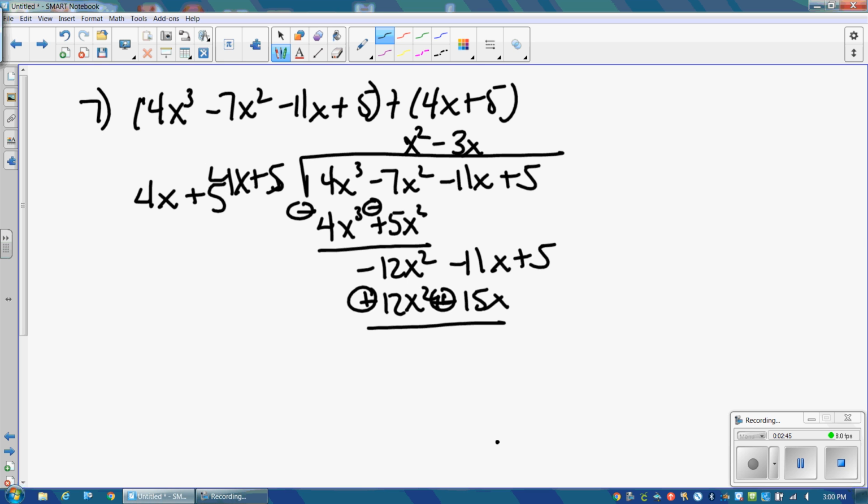So, well, I don't know why that went all the way up there, and I probably can't figure out how to draw it back. 4x plus 5 down here. So 4x plus 5 times what? 4x times what is 4x? So it's 1. 1 times 4x plus 5 is 4x plus 5. And then subtract, and your remainder again is 0 for number 7. So my answer is x squared minus 3x plus 1. Now number 9.